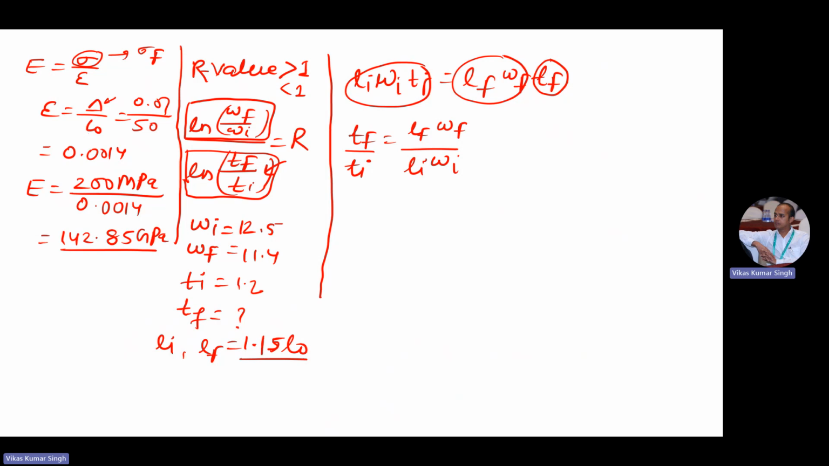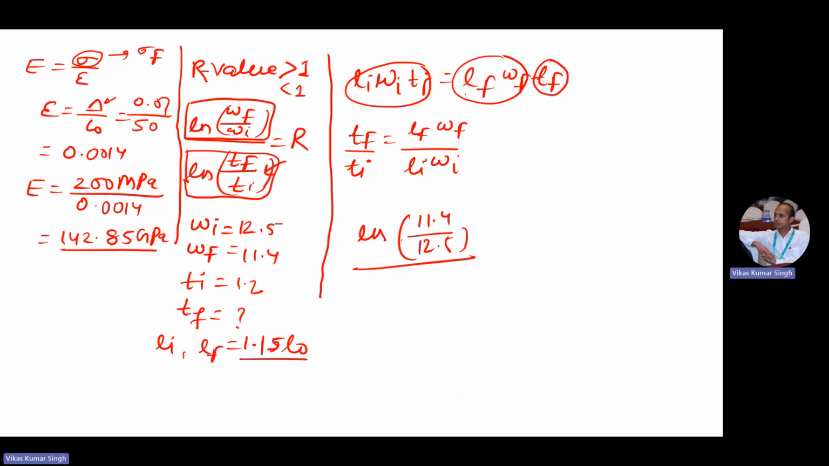Now similarly we can find it in the width direction. So ln W final by W initial: W final is 11.4 and initial is 12.5. So we got this value, and we got T final by T initial, that formula. Okay, here it is wrong.